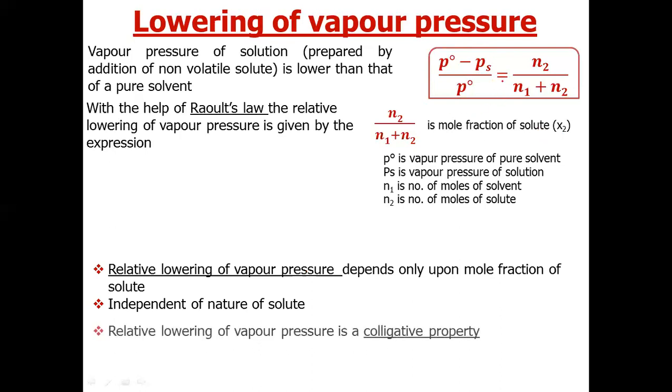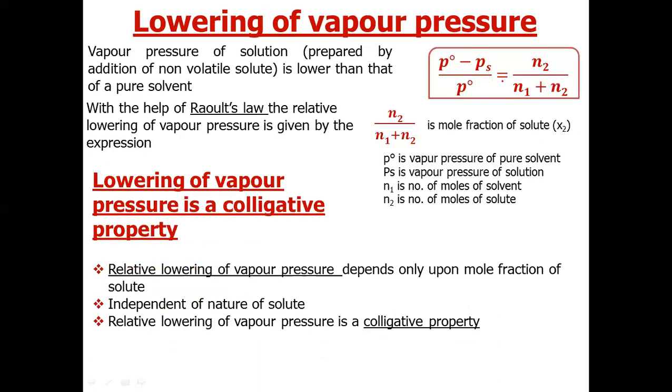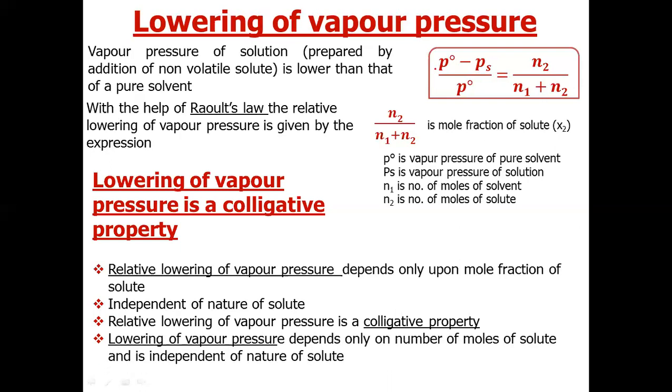Now, what about lowering of vapor pressure? What is lowering of vapor pressure? Just P naught minus Ps. This represents lowering in vapor pressure. Is this a colligative property or not? Yes, it is also a colligative property. Why? Because in the next slide we will see that its value depends only on the number of moles of solute and is independent of the nature of solute.